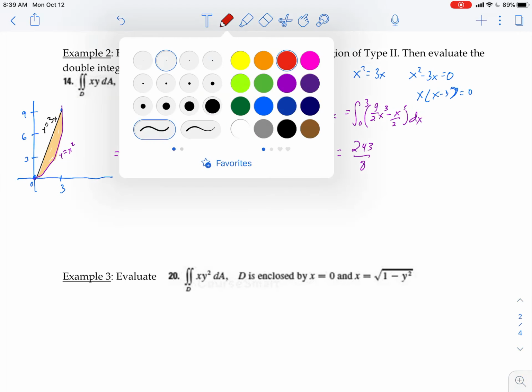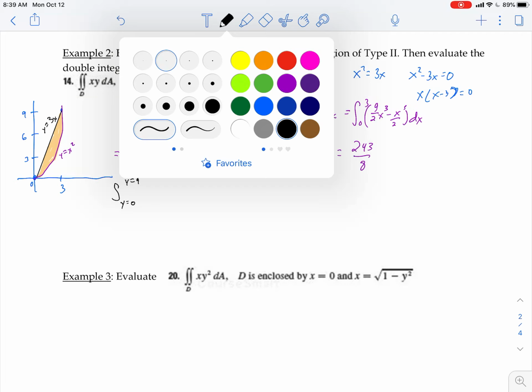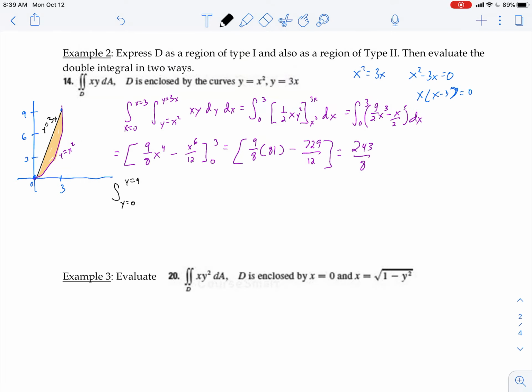So let's do it where we're going to do the integral where y is equal to 0 and y is equal to 9. And another way to write y equals 3x, if we're writing it in terms of x, is x equals y over 3. And this other curve is just going to be x equals the square root of y. Again, plus or minus, but because we're in the quadrant that we are, we're going to take the positive.